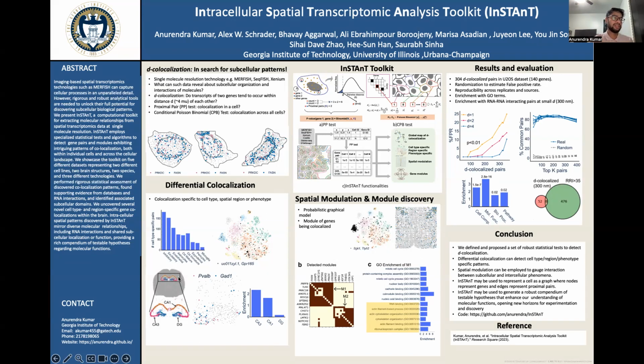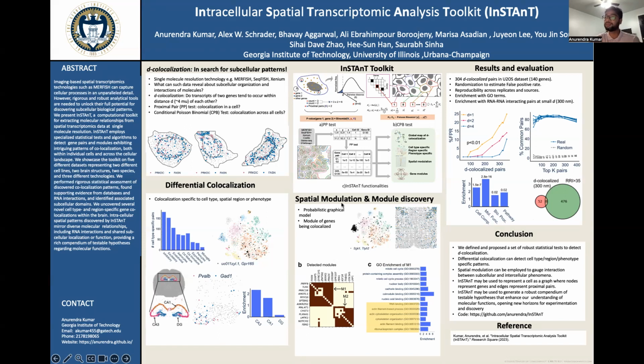Next, we do spatial region specific analysis. This is mouse brain, and if you zoom into it, it has 3 regions: CA1, CA3, and DG. And here we show one of the gene pairs, Pvalb-Gad1, that is enriched specifically in the CA3 region and whose colocalization in one of the cells is shown here.